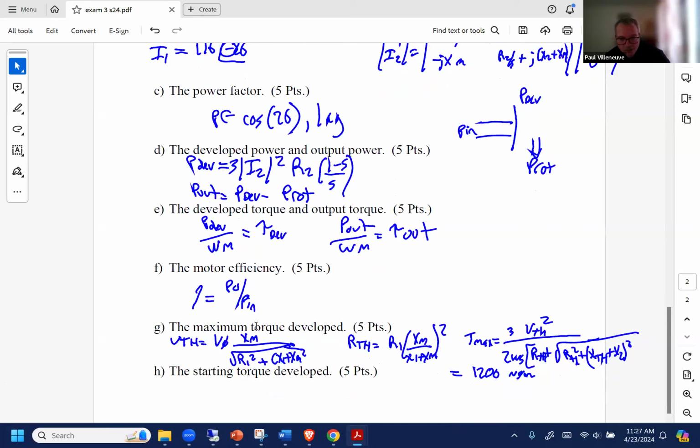But again, you were certainly welcome to use the MATLAB plot. Just say, instead of using this approximation, I wrote this code and did these 10,000 calculations or whatever you want, and then reading off the plot gave me torque max of 40.